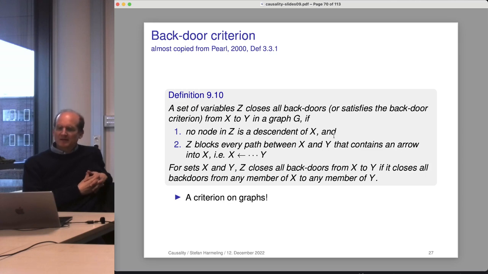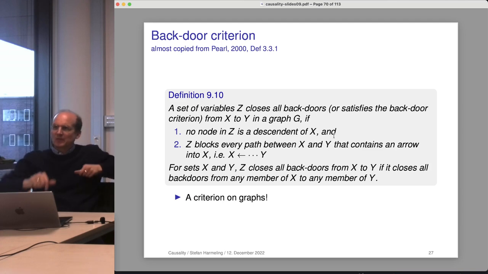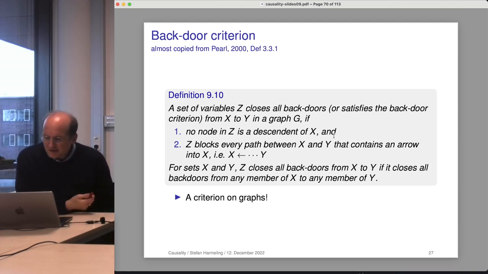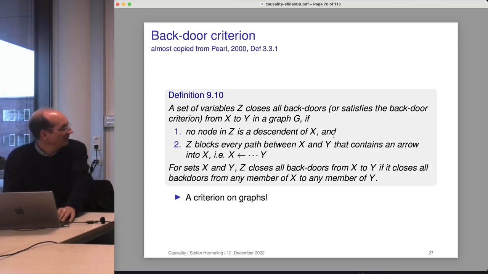Yeah, that sounds like a circle, right? So Z blocks all blah, blah, blah. Yeah, I guess I don't want to open any paths which contain a V structure or something with that one. I think the first condition is to ensure that I'm only above the X and not below the X, I think. But I have to check that one out. Yeah, it's an acyclic graph. That's why I'm kind of confused with the second condition, right? So the second condition, that every path must be blocked. I mean, we can play around with it and see whether we find an example which makes sense, where it's important.